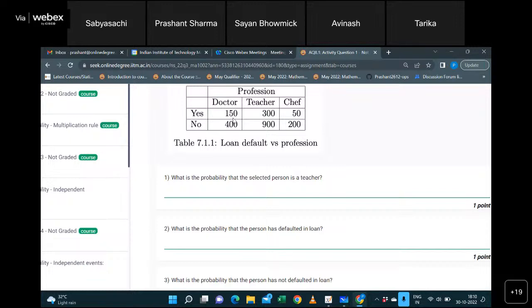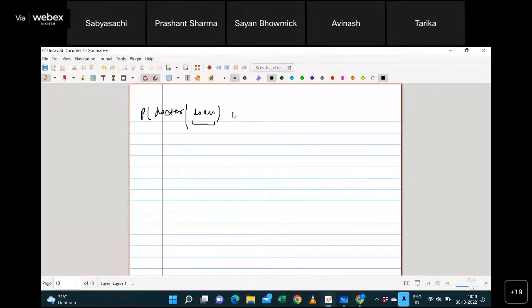Yeah. So 150 divided by 500. Oh, that side. Okay. Or you can simply do probability of doctor and loan divided by probability of loan. Correct? So for doctor and loan, it will be 150 divided by what is the total?